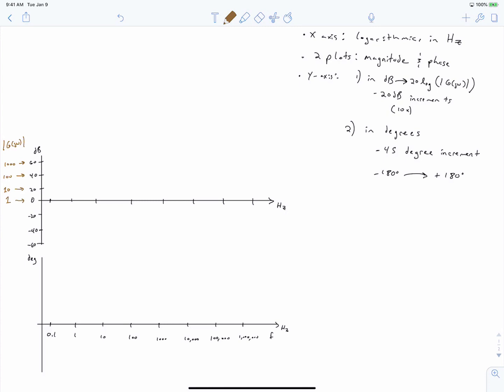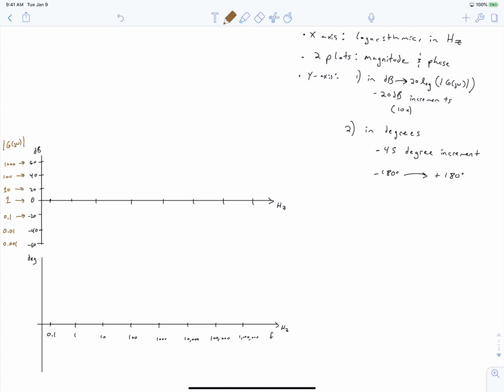Going down from 0 decibels, we can see that 20 times log of 0.1 is negative 20 decibels, then 0.01, 0.001, and so on and so forth. We could extend the decibel range upwards and downwards from here.